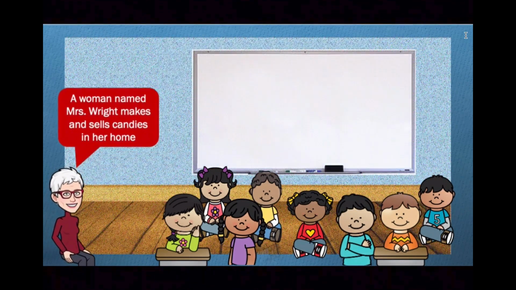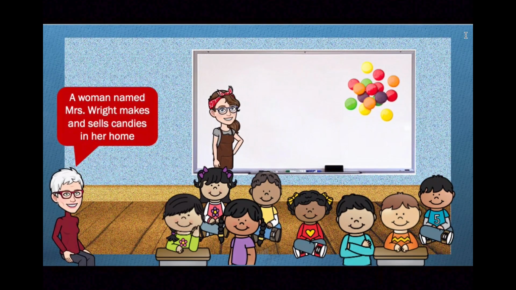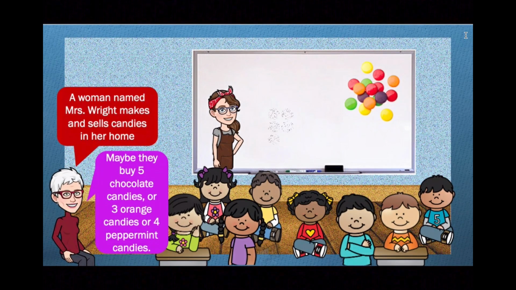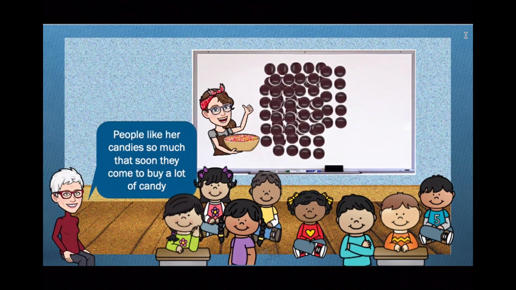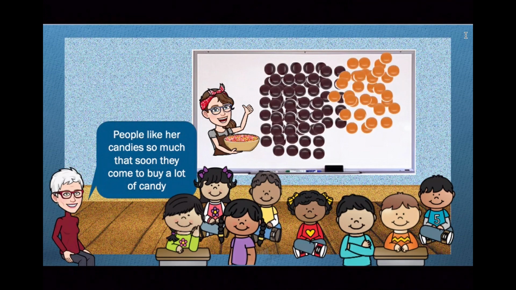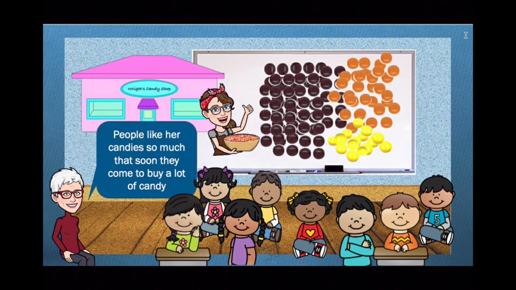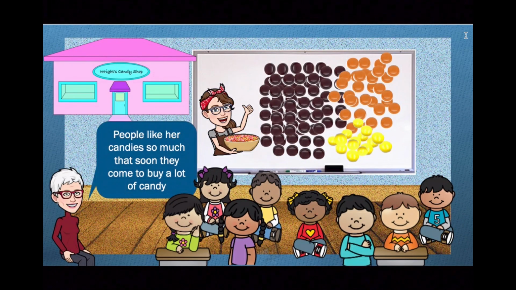When she first opens her business, customers stop by and buy a small number of candies. Maybe they buy 5 chocolate candies or 3 orange candies or 4 peppermint candies. People like her candies so much that soon they come to buy a lot of candy. They might buy 65 chocolate candies, or 32 orange candies, or 28 lemon candies. Business is so good that Mrs. Wright opens up a candy shop.